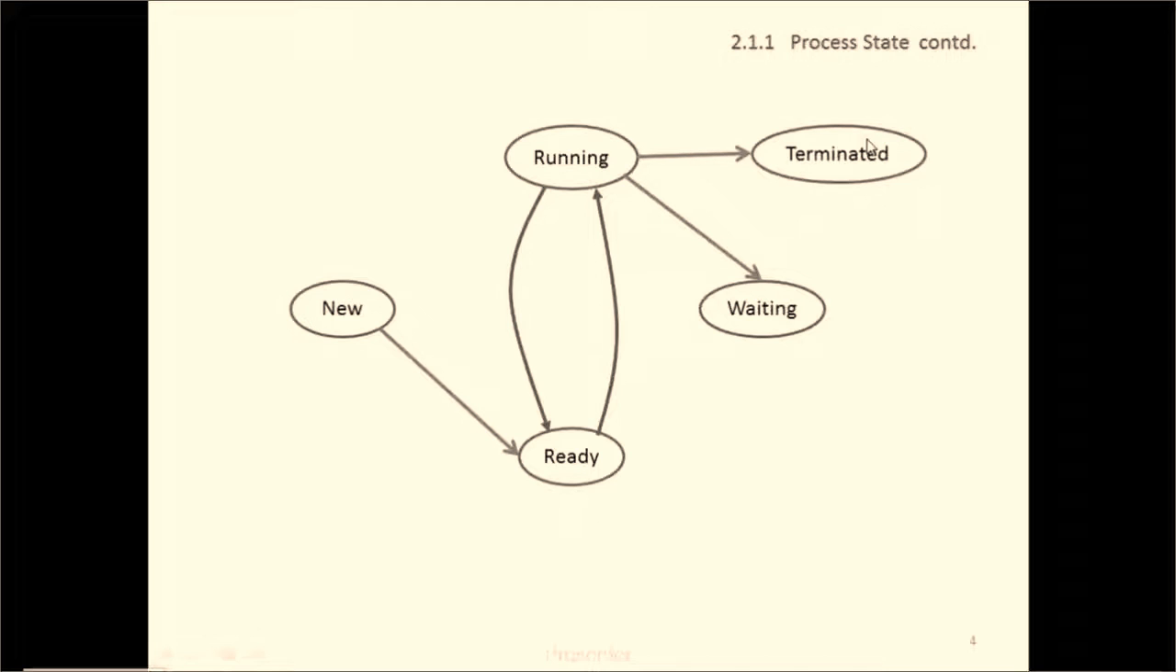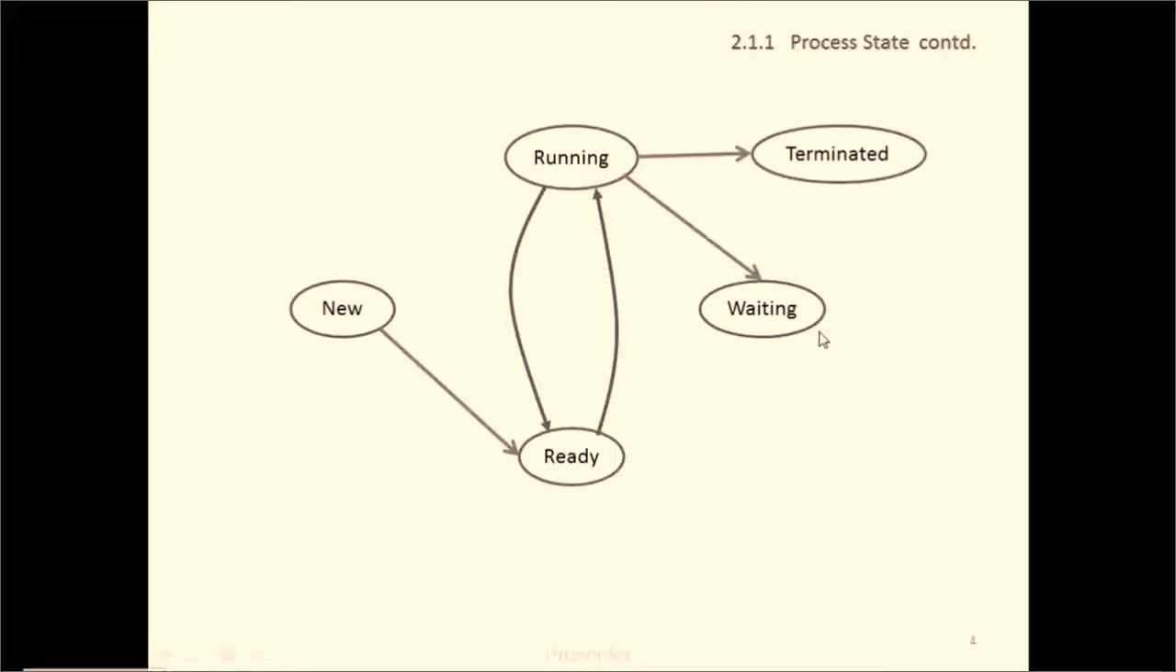Okay, let me repeat once. A newly created process gets into the ready list. When the CPU is allocated, it gets into the running state. From running, three possibilities. When the time slice completes, it comes back to the ready state. When it completes its execution, it is terminated. And when it demands something which is currently not available, it is pushed into the waiting state.